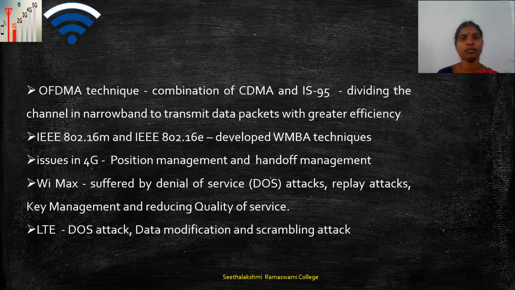The OFDMA technique is a new method, which is a combination of CDMA and IS-95, implemented in 4G by dividing the channel into narrow bands to transmit data packets with greater efficiency. IEEE 802.16m and IEEE 802.16e developed the WMBA techniques to provide downlink data rate of 128 Mbps and uplink data rate of 58 Mbps. There are some major issues in 4G. One is position management and the other is handoff management.